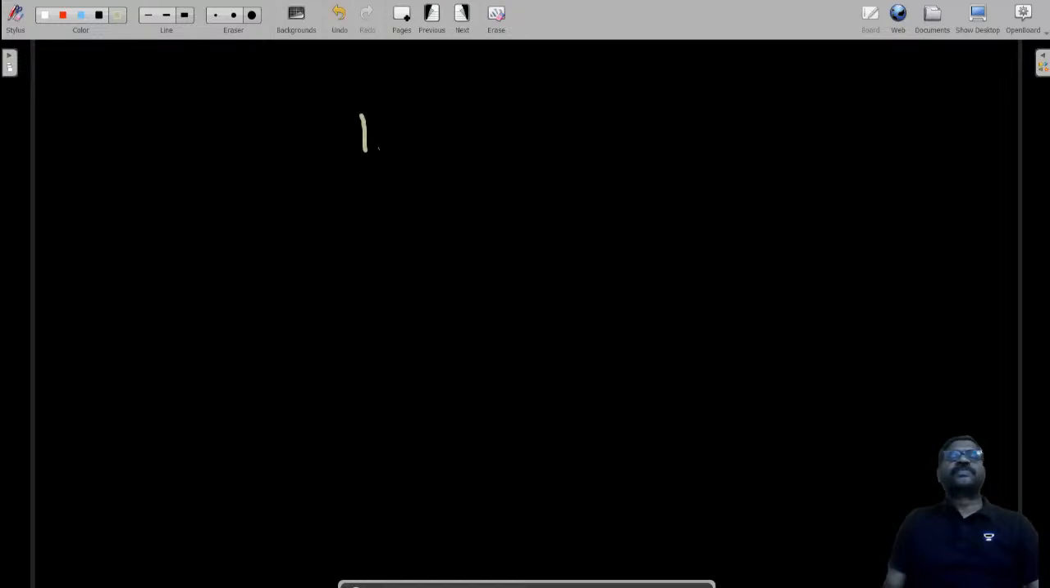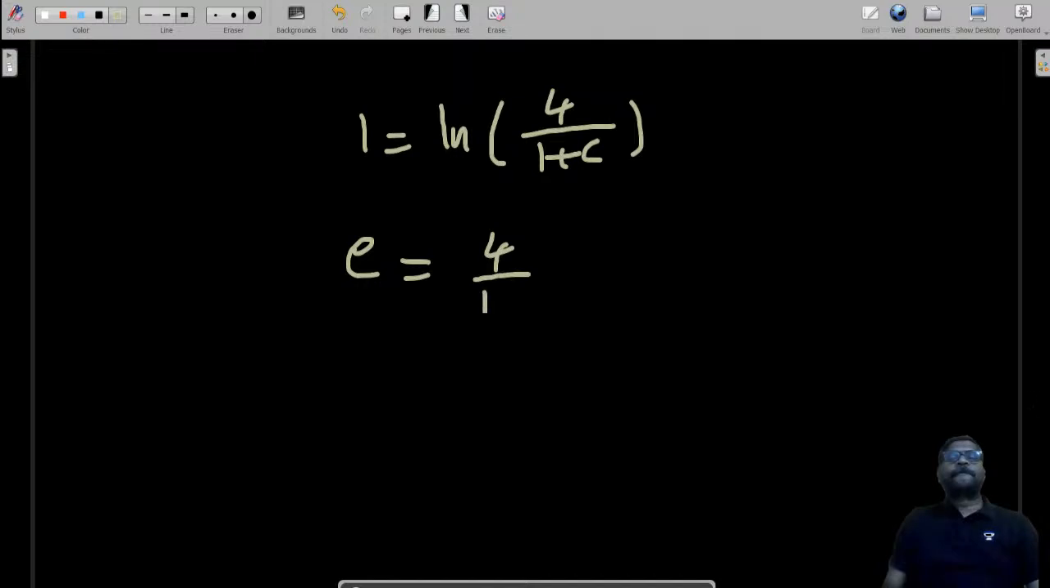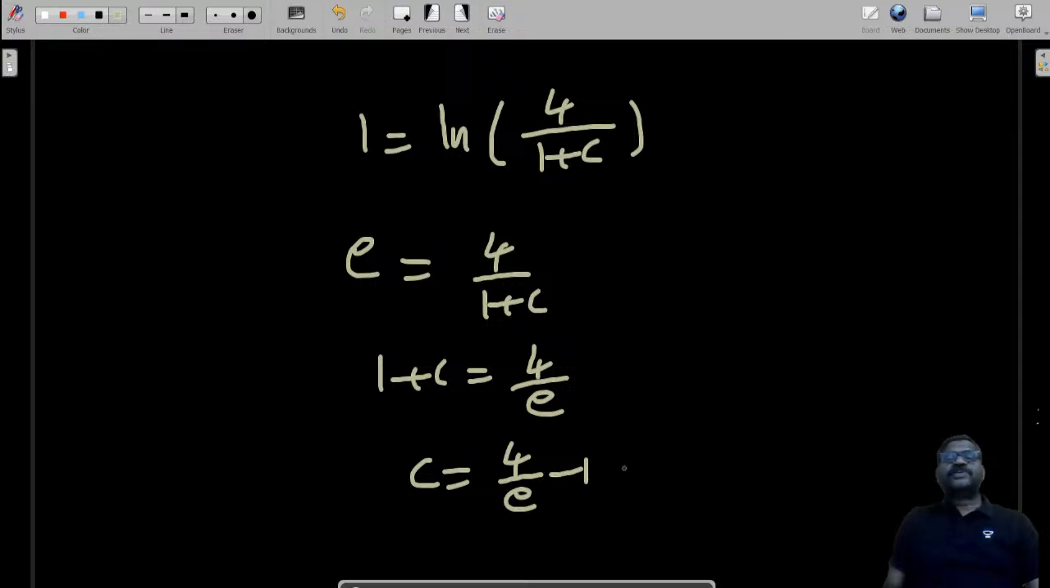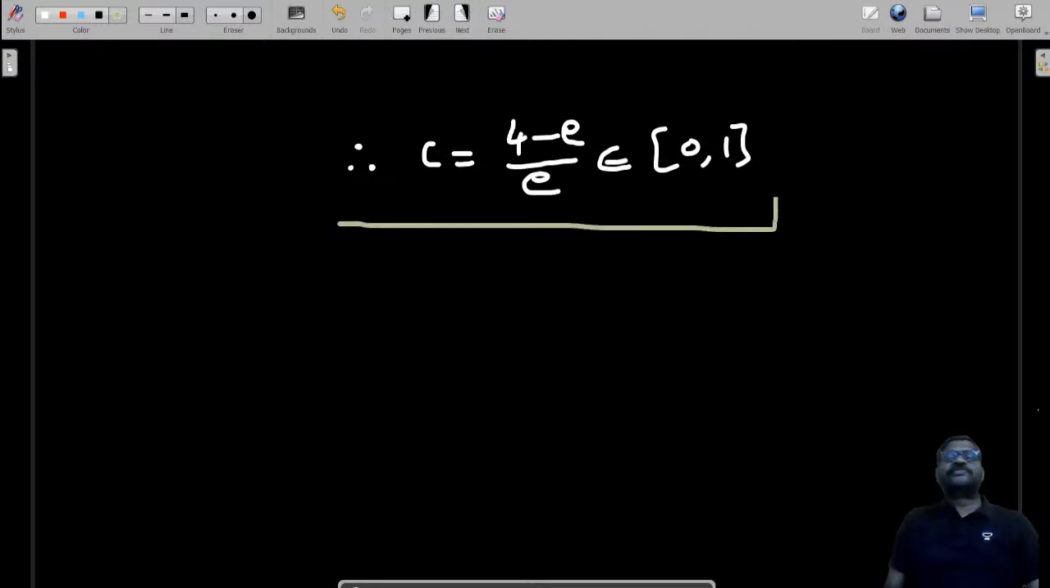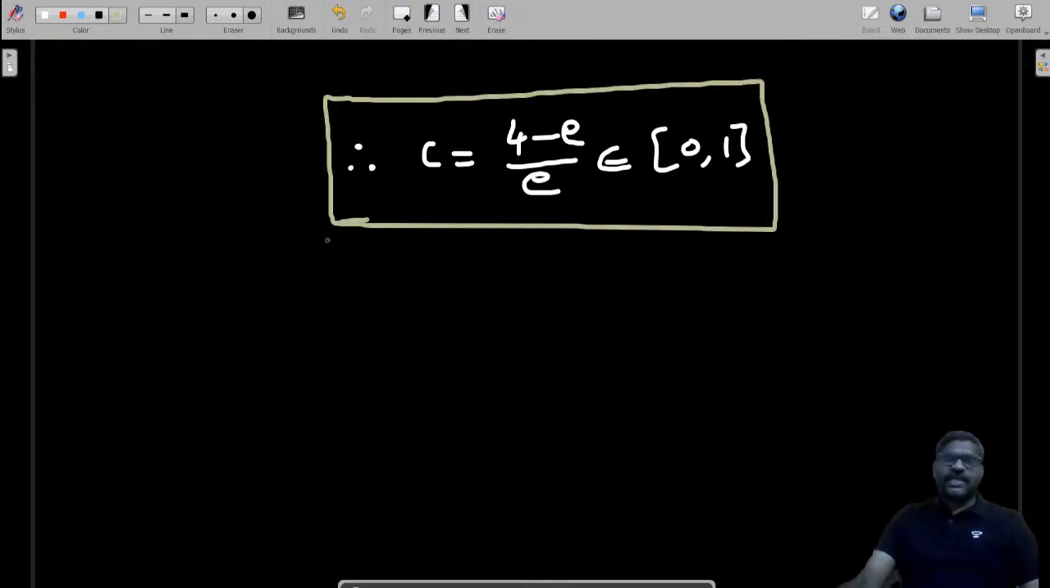That is, 1 is equal to log 4 by 1 plus c. e equal to 4 by 1 plus c. 1 plus c equal to 4 by e. c equal to 4 by e minus 1. c equal to 4 minus e by e, which belongs to 0 comma 1. The value of c is 4 minus e by e.